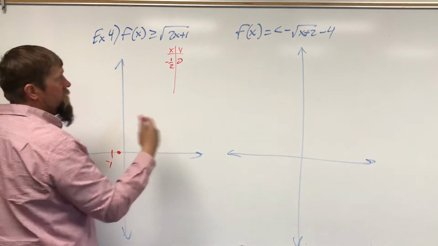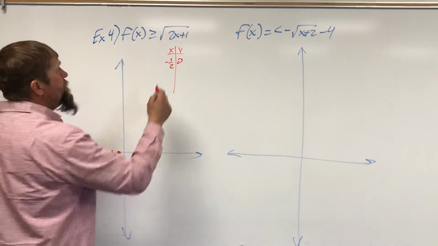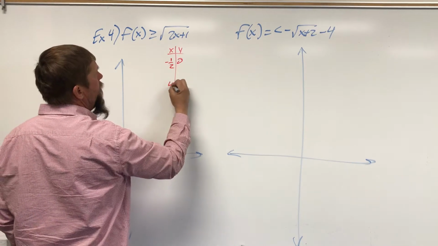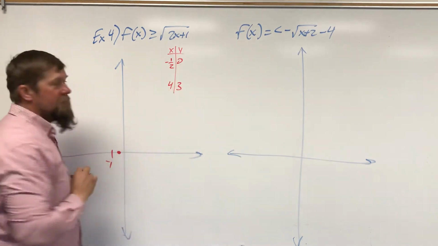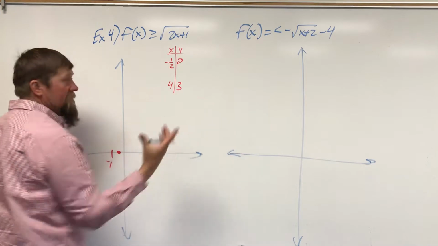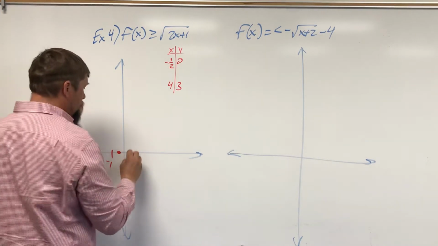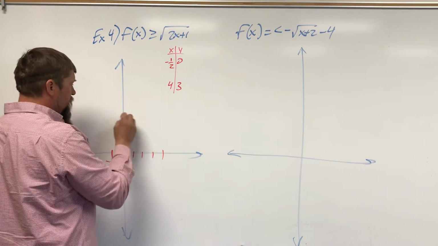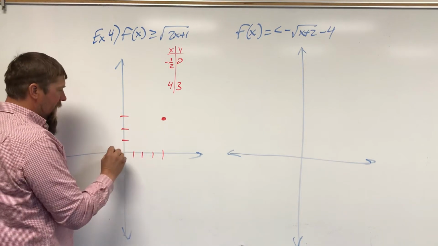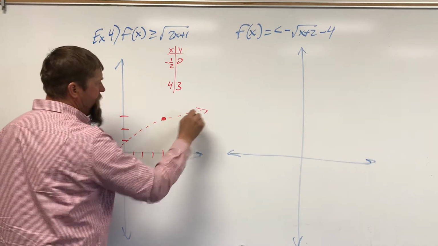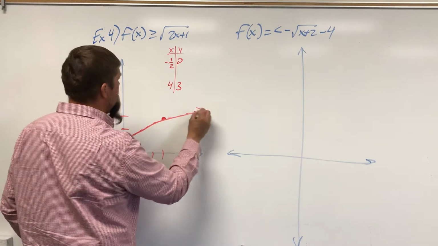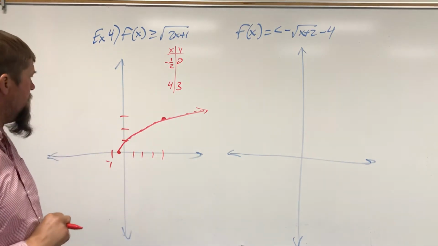So you could always use more points as far as the table or what have you. If you want, I know 4 and 3 is a point. If I put 4 in, I get 8 plus 1 is 9, square root of 9 is 3. So that's an easy one to figure out. So 1, 2, 3, 4, 1, 2, 3. So I know that's a point on our graph. This is our starting point. I know it's a solid line, I'm sorry, I was thinking it was just greater than, but it is a solid line because it is equal to.